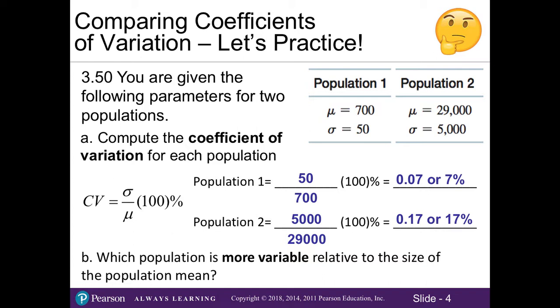Now in part B, it asks which population is more variable relative to the size of the population mean. So what we want to do is compare the coefficients of variation of our two populations, and whichever one is greater, that's the one that has more variation. So we know that population 2 has greater variation at 17% than population 1, which is only 7%. And if we imagine our bell-shaped curve, we know that population 1 will have a tighter, skinnier curve where the data is closer together when compared to population 2, which will be wider and more spread out at 17%.